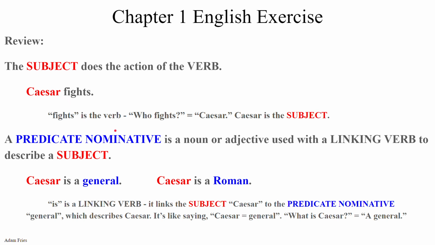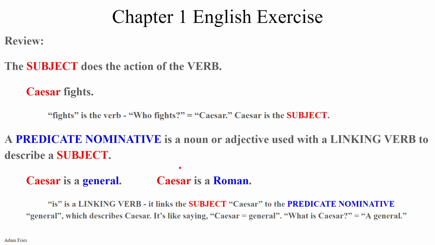The predicate nominative is a noun or an adjective used with a linking verb to describe a subject. So, for example, Caesar is a general. Is is a linking verb. We are linking the subject, Caesar, to the predicate nominative, general. So, ask yourself, who is the general? Who is, or what is? Well, the answer is Caesar, making him the subject. What is the subject? Caesar. Predicate nominative: general. So general is a noun.